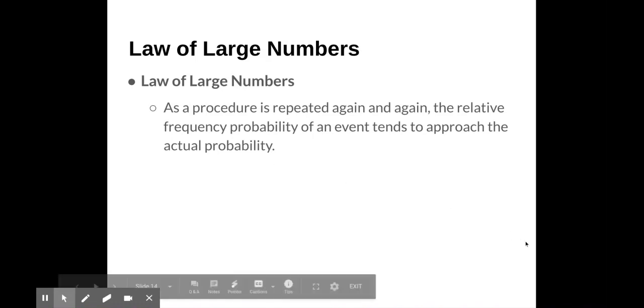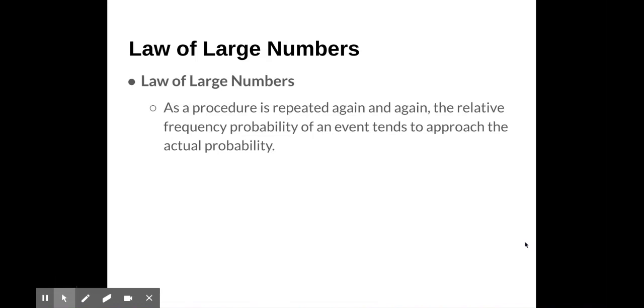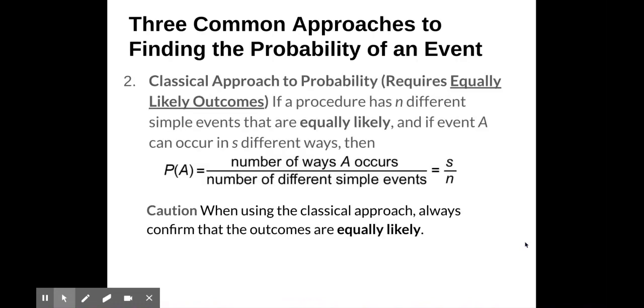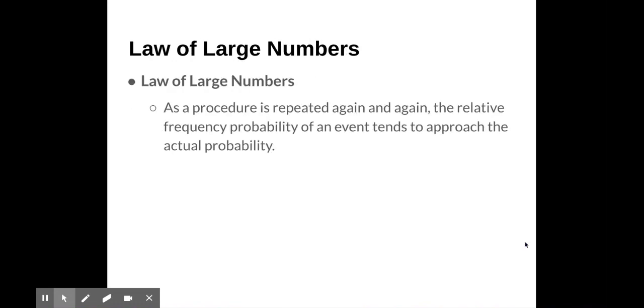What this simply says is that as a procedure is repeated over and over again, the relative frequency probability, that first one, approaches its true probability, which we call the theoretical probability. That's our second type of probability, the classical approach. So as the number of times we repeat the process gets larger and larger, our relative frequency probability will be closer to the true theoretical probability. We use this in statistics in getting a large enough sample size that we can accurately project things about the population. Once you have enough, it is pretty close to the actual probability.